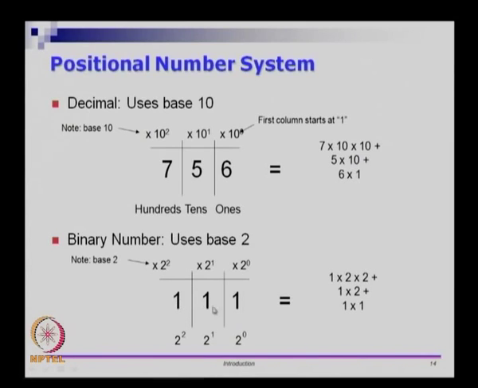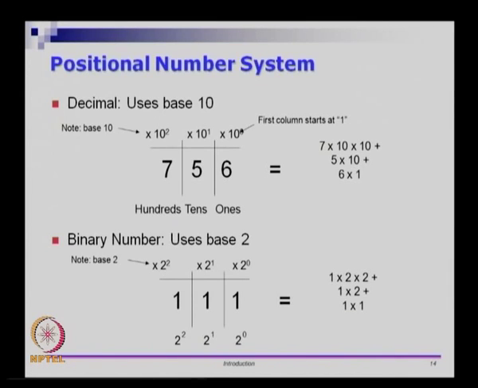If I give you a number 111, first of all a binary number can have only 0 or 1, it cannot have anything else. In this example, I have a binary number which has 3 ones, 111, and I want to be able to say what this binary number is equivalent in decimal.